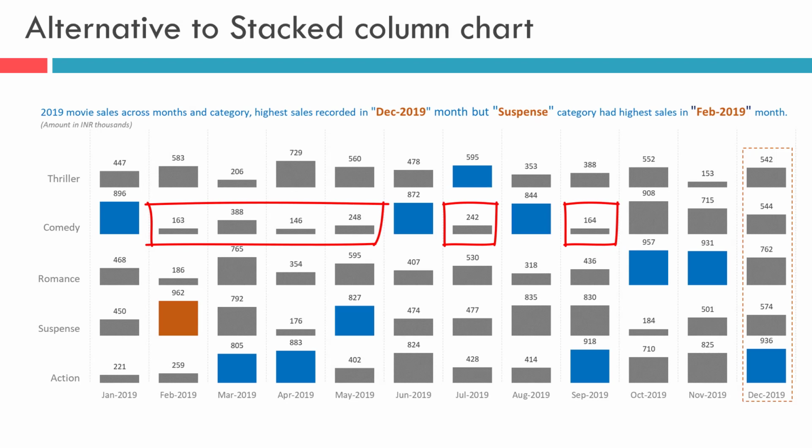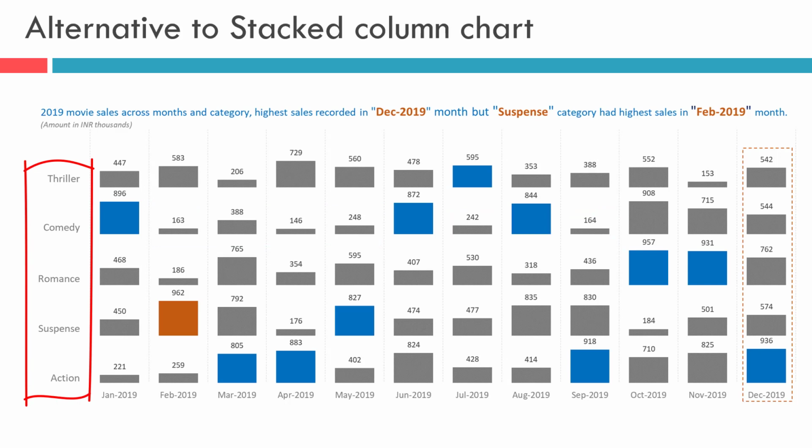Now the next thing in this chart is that labels are placed on the left side of the chart and hence fewer individual colors are used to differentiate categories. This makes it a lot easier to remember categories while reading the chart. Another change we have done is highlighting the highest sales for each month with blue color. It helps us to identify movie category with highest sales in each month.